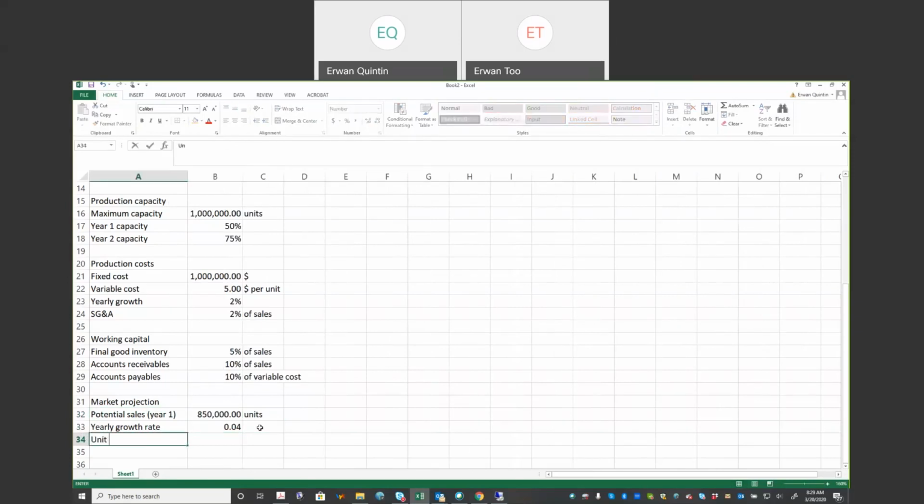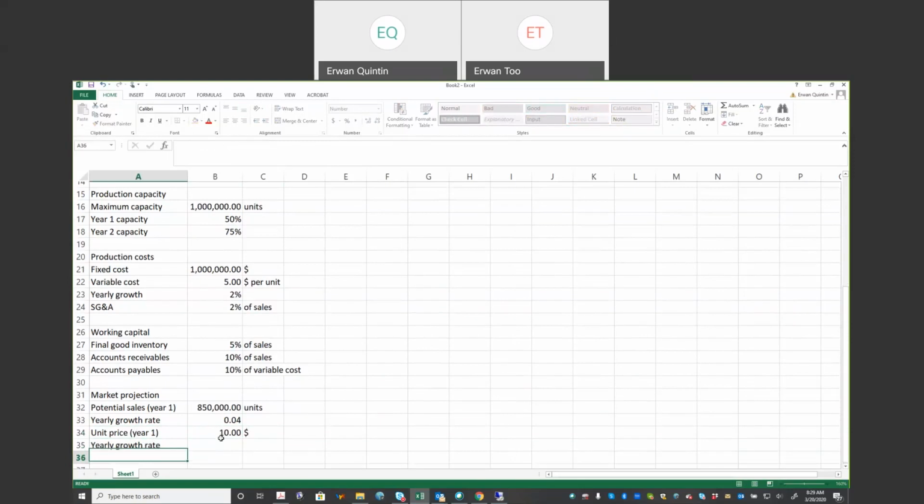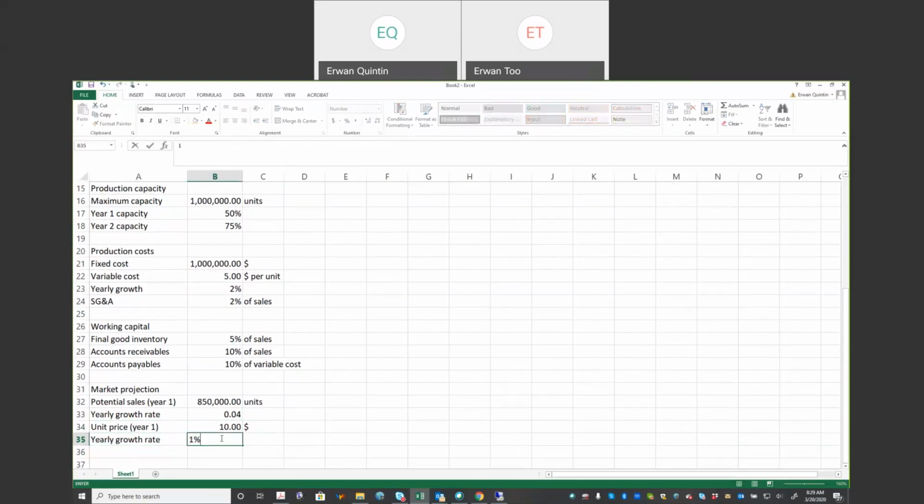Next, I need also to forecast what unit price I'm going to be able to charge my customers. Here again, we're going to start in year one, and by assumption, in year one, I can charge $10 per unit. Very good. And that too is going to grow, by 1%. Let me format my percent properly. So those are percent. Excellent.